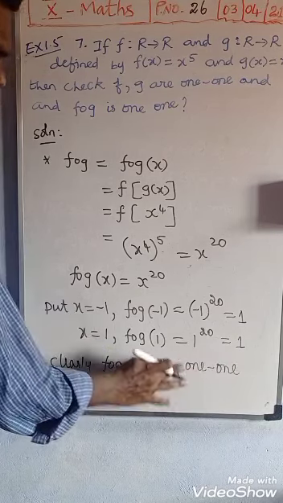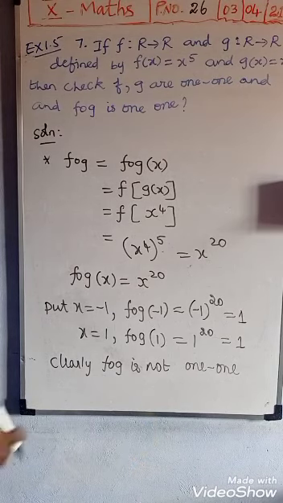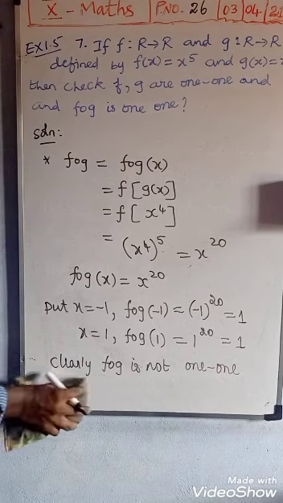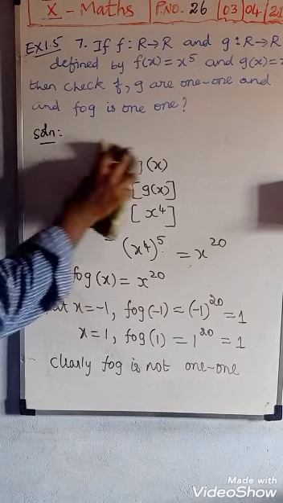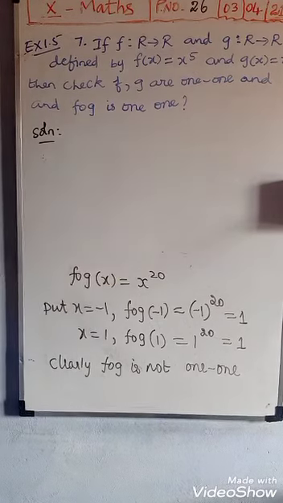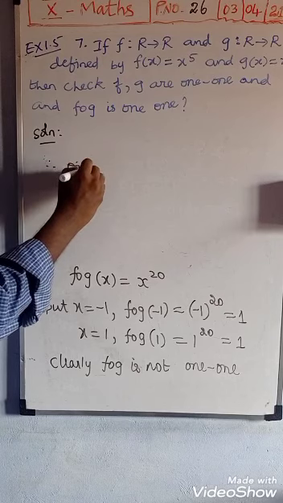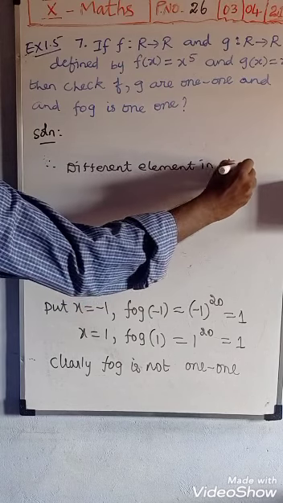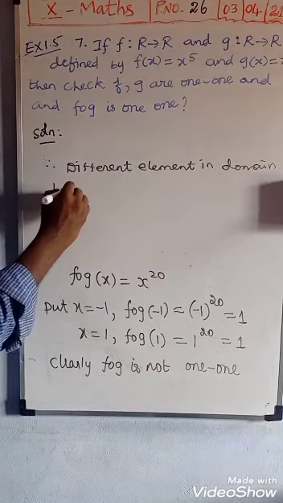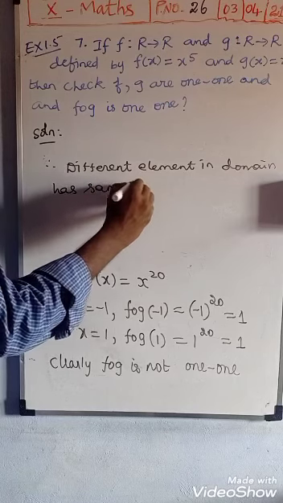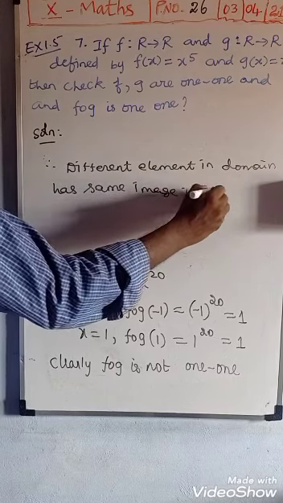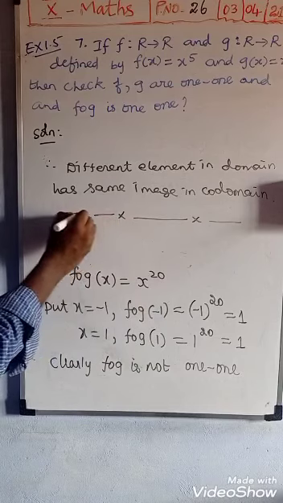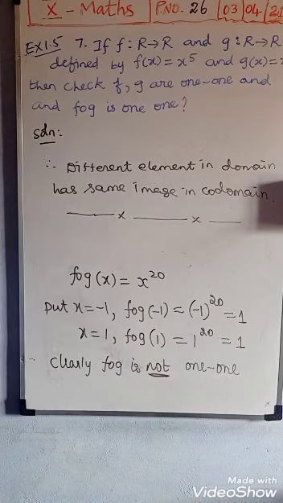F composition G is not a one-one function because different elements. The reason you should write: different elements in the domain have the same image in the codomain. Same image in the codomain, so that F composition G is not one-one. Okay, that's all.